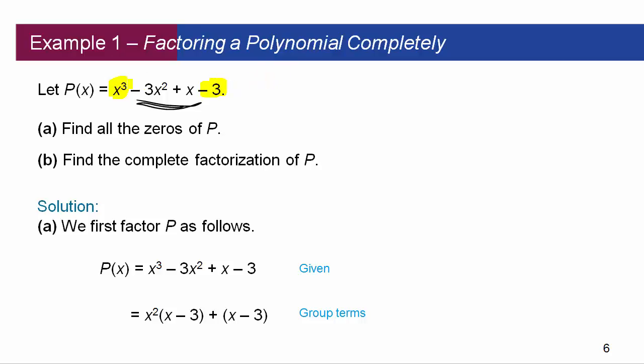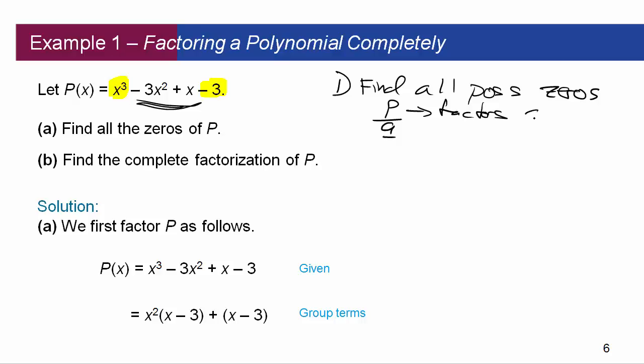Sure, we have shortcuts that help us solve the ones that don't have the stuff in the middle. But if you're having a hard time remembering when to use which technique, then just remember that they can all be solved the exact same way. Step 1 is find all possible zeros. And remember, that just comes from P over Q, where P is factors of the constant, and Q is factors of the leading coefficient.